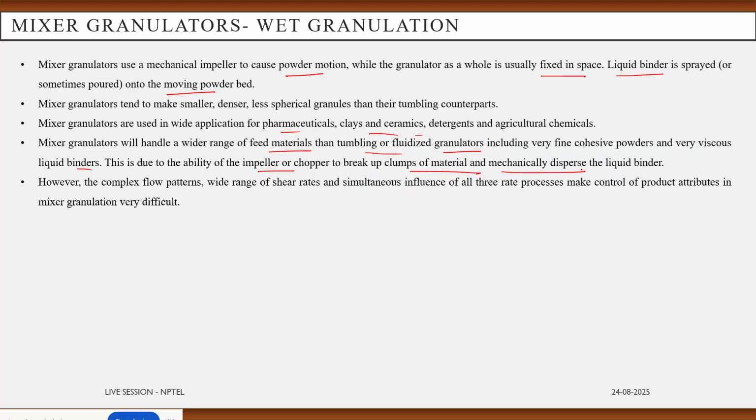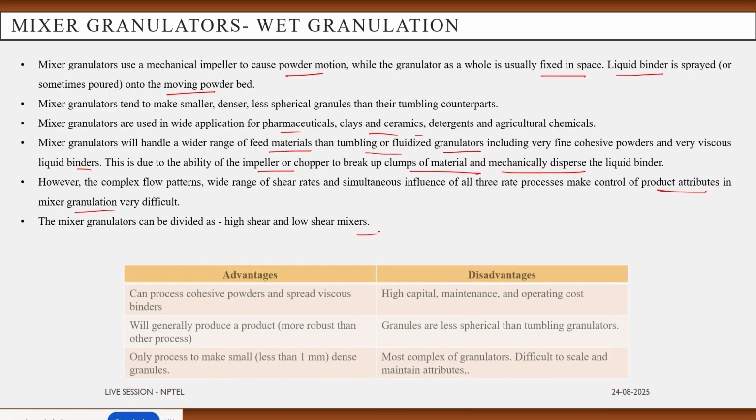However, the complex flow pattern, the wide range of shear rate, and the simultaneous influence of all three rate processes make control of the product attributes in mixer granulation very difficult. The mixer granulators can be divided into high shear or low shear mixers.